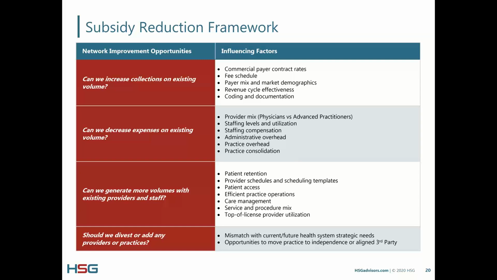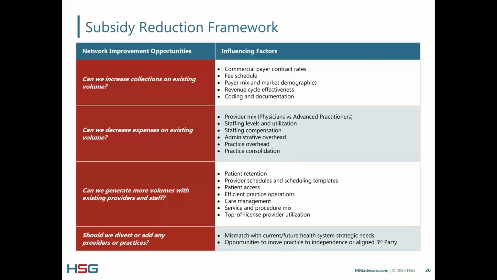Same thing with practice overhead. A lot of networks still have their practices exactly where they bought them, in buildings that may or may not be efficient for what we're trying to do. We may be running 30 practices when we need to be running 12, which gets into practice consolidation. So is there an opportunity to keep our practice operations intact and seeing the same volume, but reduce the overhead?